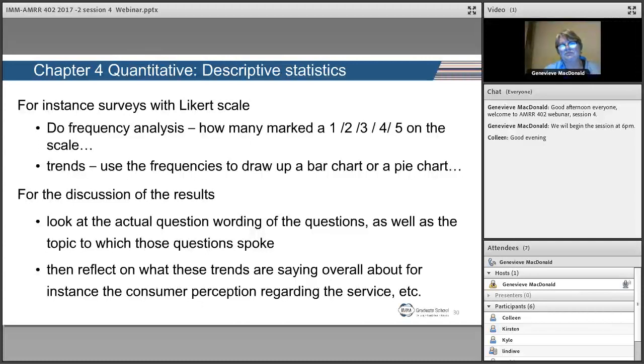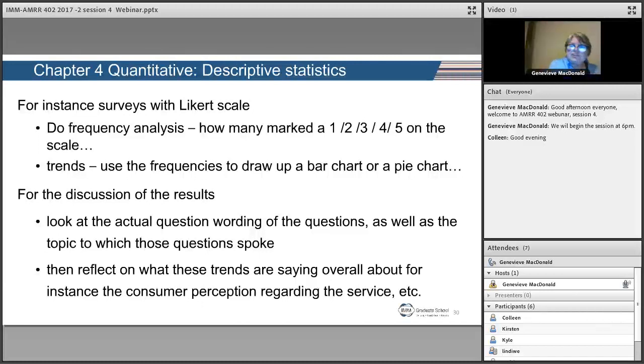Please don't do the mean and the mode and all that stuff. It actually takes away from the nuances of the results. Leave it as is if you have it there, and then look at the wording of the questions as well as the topic or the specific objective that these specific questions spoke to. And then reflect on what those trends are saying overall about, for instance, the consumer perception regarding service or whatever.